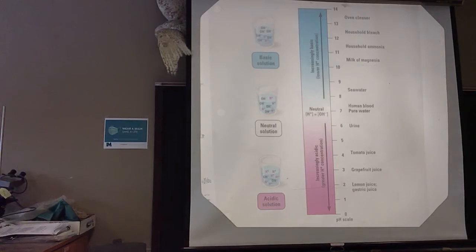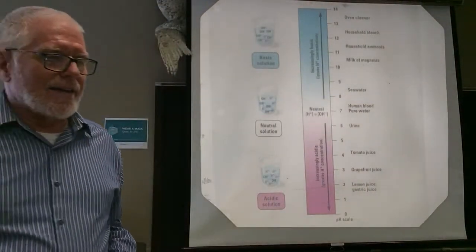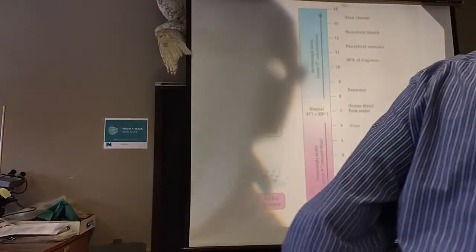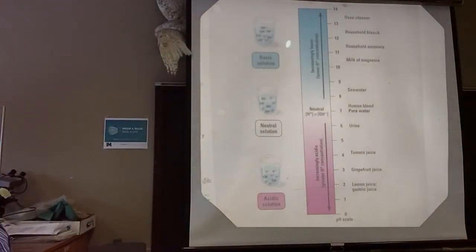Give you an idea. This you've done, I suspect. And this one makes more sense. You've got the high pHs here. This is the basic end. They used to call it alkaline. You'll see alkaline as a term sometimes. More OHs: oven cleaner, household bleach, household ammonia. Get down. Seawater is somewhat basic. Human blood is somewhat basic. Here's pure water. Then on the acid end, you get urine.